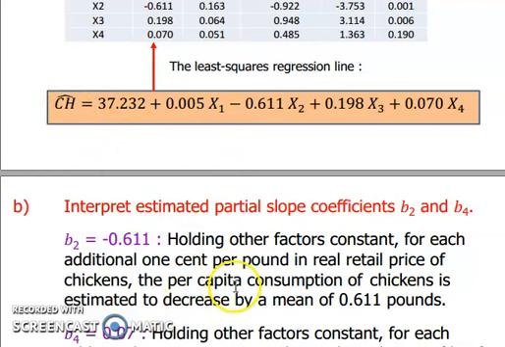CH is per capita consumption of chicken, estimated to decrease. Why is it a decrease? Because we have a negative sign. So it shows an inverse relationship. One increases, another one decreases. So decrease on average, or by a mean of 0.611 pounds. So the unit is in pounds. So meaning that a 1 unit increase in X2, on average CH decreases by about 0.611 unit, holding other factors constant or do not change.